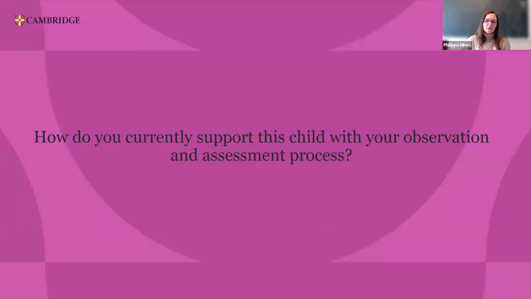So going back to your child then, how do you currently support your child with your observation and assessment process? There's no need to answer this. You don't need to put anything in the chat box unless you particularly want to. But just have a think. I want you to be able to reflect on it. Make some notes for yourself if you want to. How are you currently supporting this child that you thought of?